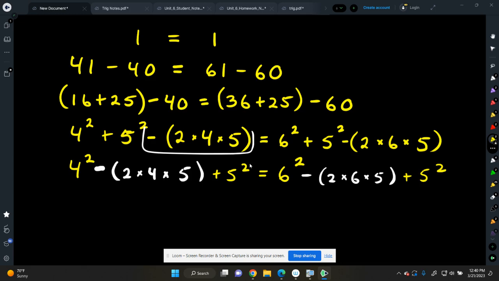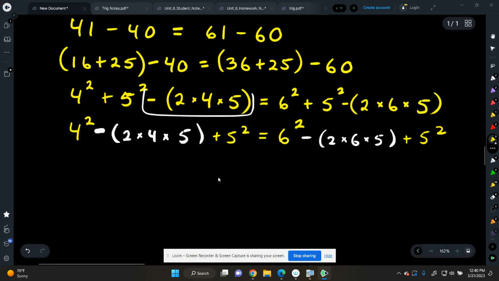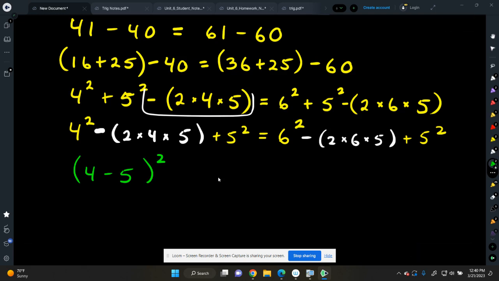So I'm going to tell you that this is equal to that. That whole side is equal to that. Do you believe that? Okay, let me do this. So I'm claiming that that whole side is equal to that.